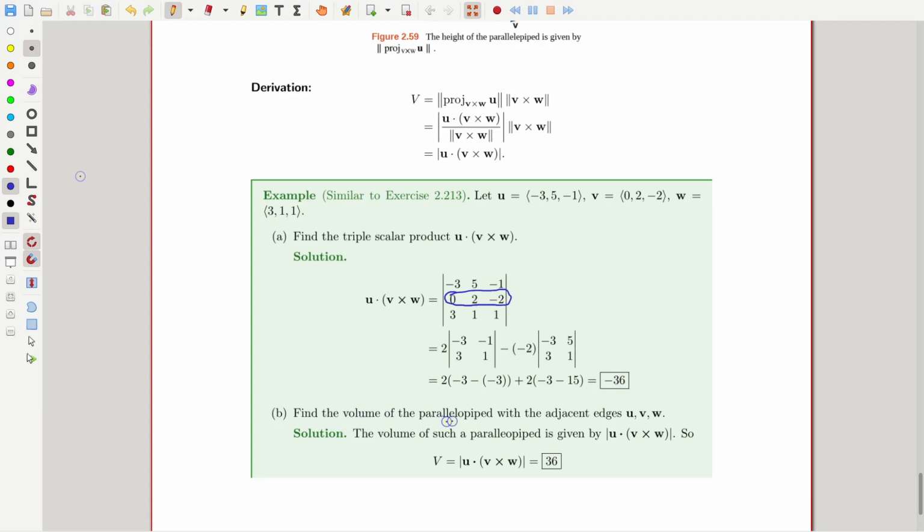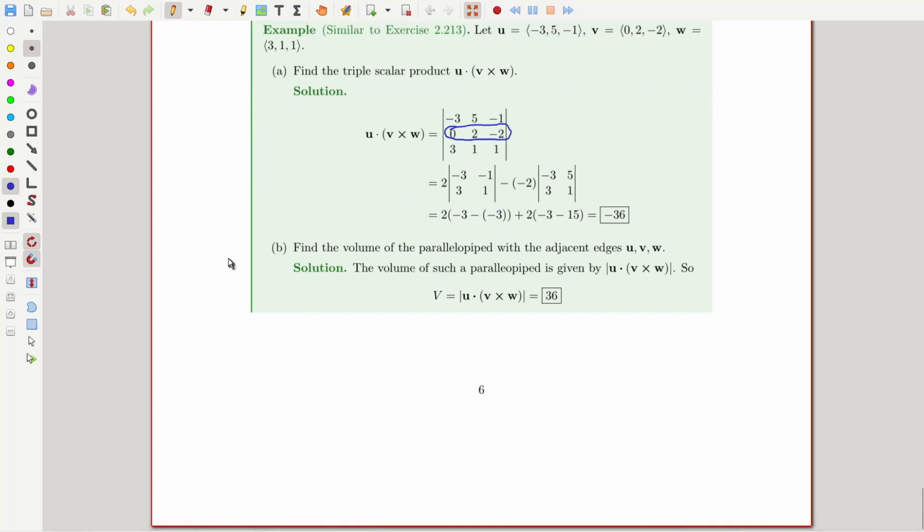Now, the volume of the parallelepiped with edges given by u, v, and w. The volume of a parallelepiped given 3 edges is the absolute value of the triple scalar product. So we can use the previous computation. We just end up taking the absolute value of the previous result, and that's how we get the answer. Okay, and that's it.